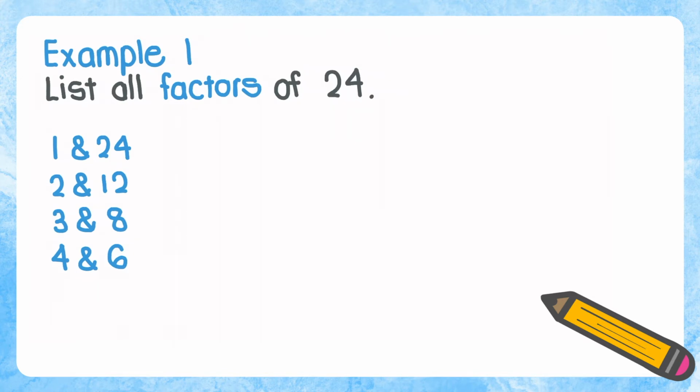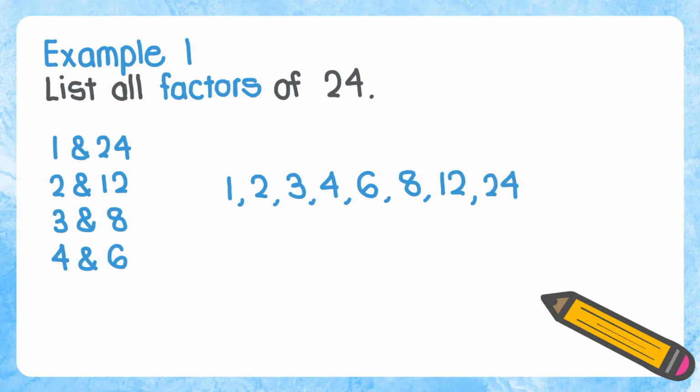Here are the factors of 24. Let me write it in order from least to greatest so that it's easier to see. So we had 1, then 2, 3 and 4 were also factors, 6, 8, 12, and then also we have 24. So these are the factors of 24.